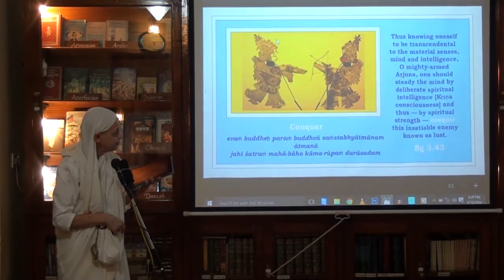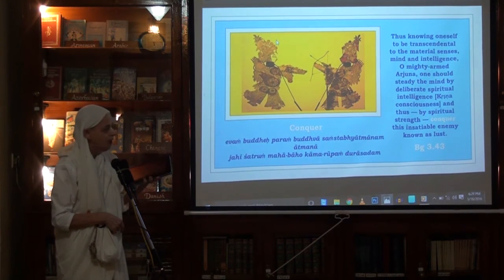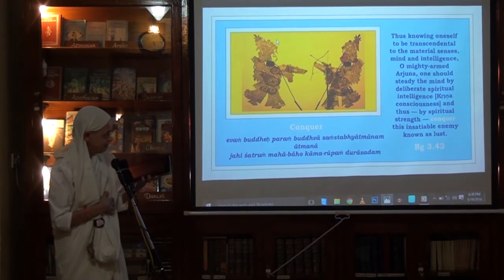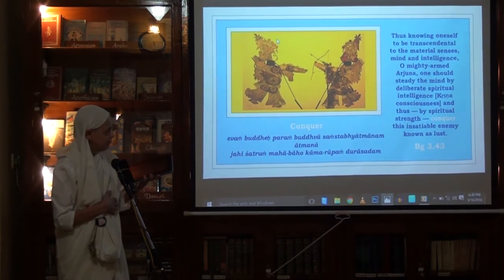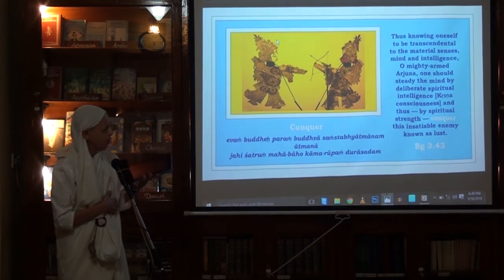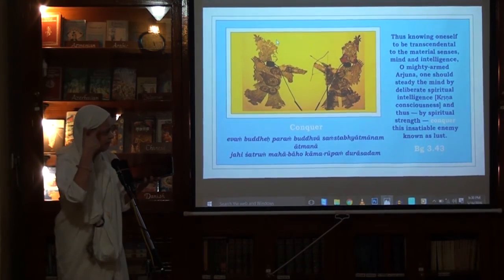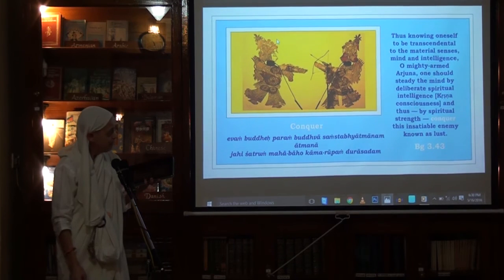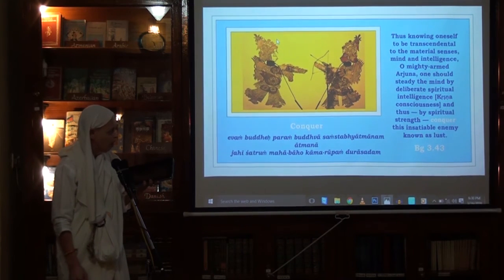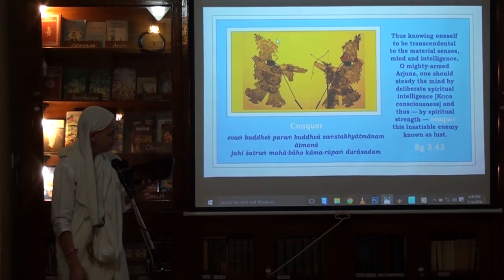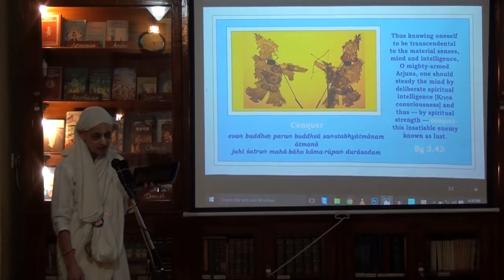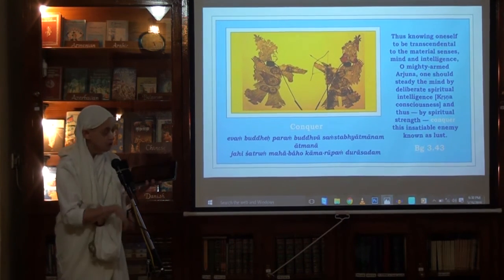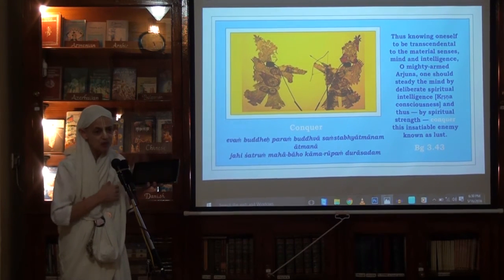And the last one. Oh, more puppets. Conquer. How do we conquer lust and anger? Thus, knowing oneself to be transcendental to the material mind and intelligence, one should steady the mind by deliberate spiritual intelligence, Krishna consciousness, and thus by spiritual strength conquer this insatiable enemy known as lust. That's how you do it. Spiritual intelligence, not material. That'll take you the other way. Do you find these slides helpful? They're all integrated. They should make it pretty easy.